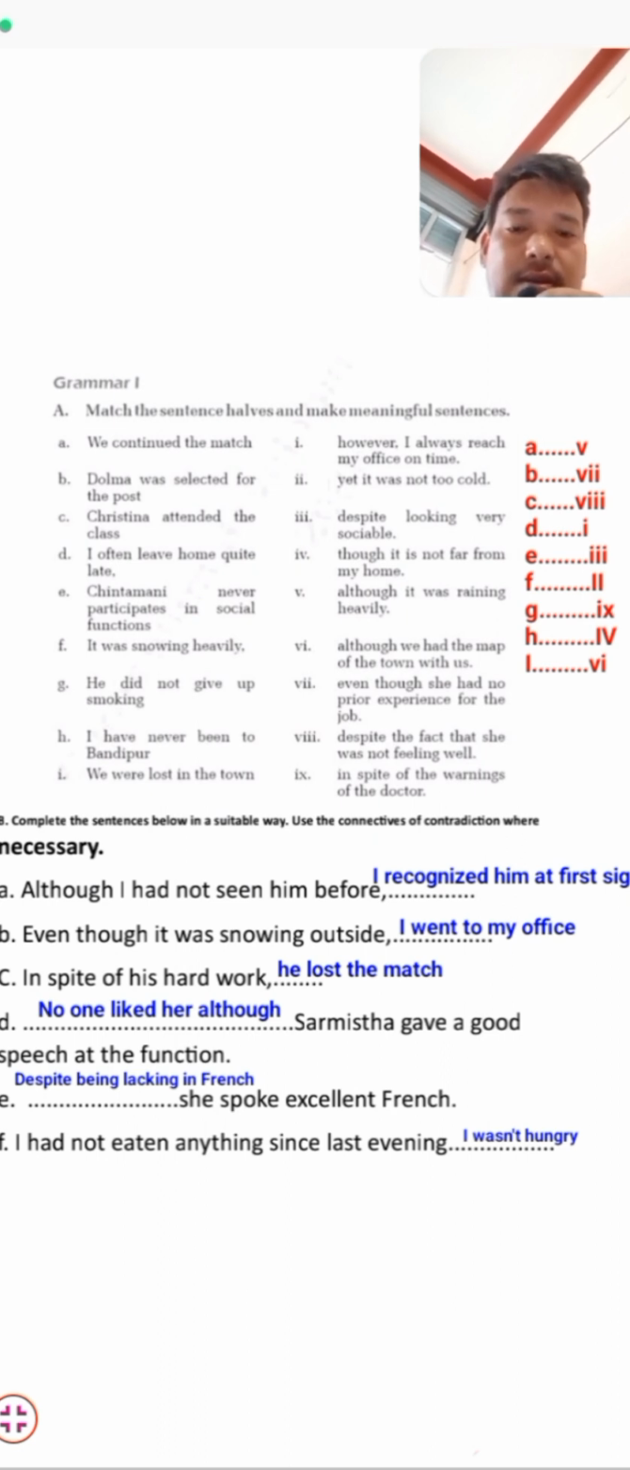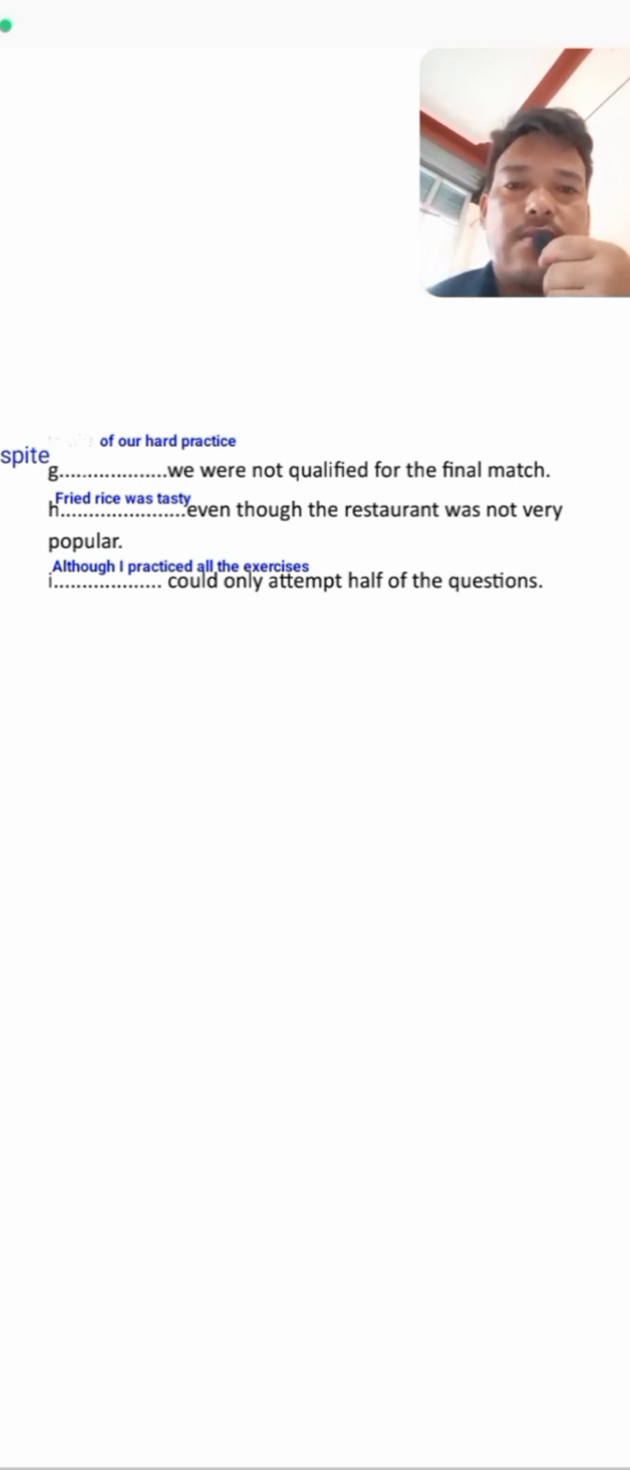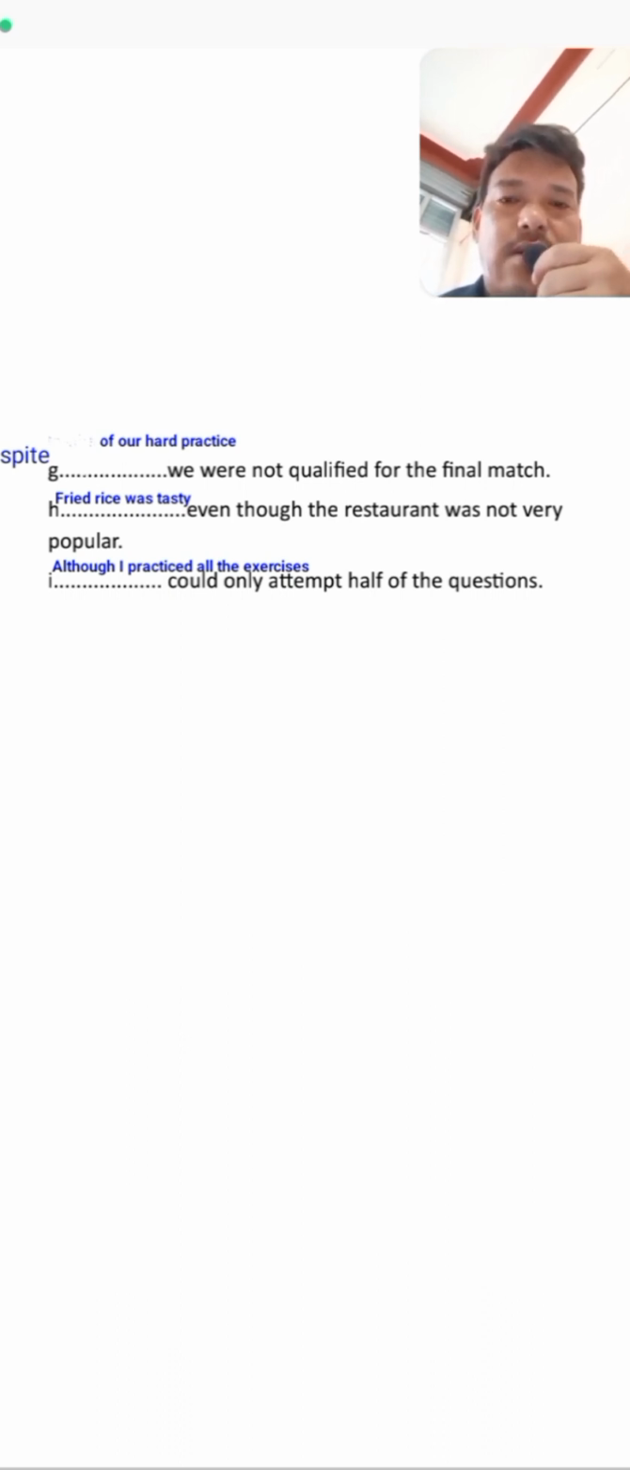Though I had not eaten anything since last evening, I wasn't hungry. So now move to the next, students. It's G number: we were not qualified for the final match, in spite of our hard practice. And finally, the fried rice was tasty, even though the restaurant was not very popular. So this means that the restaurant wasn't very popular, but the fried rice we had was very tasty. And the I number: although I practiced all the exercises, I could not attempt half of the questions.